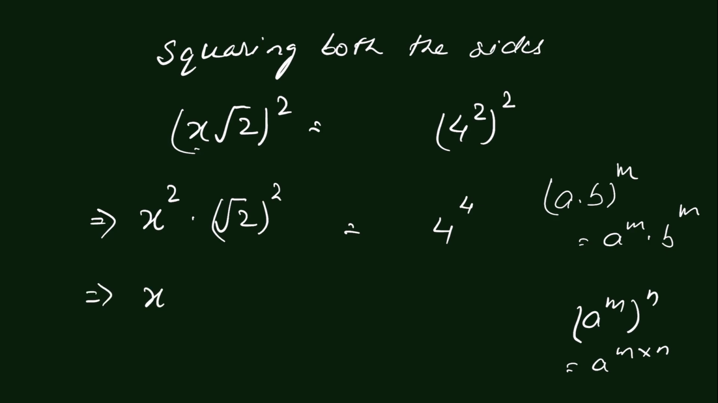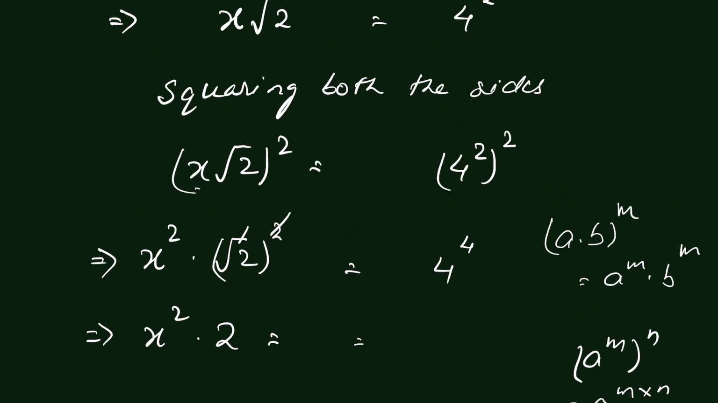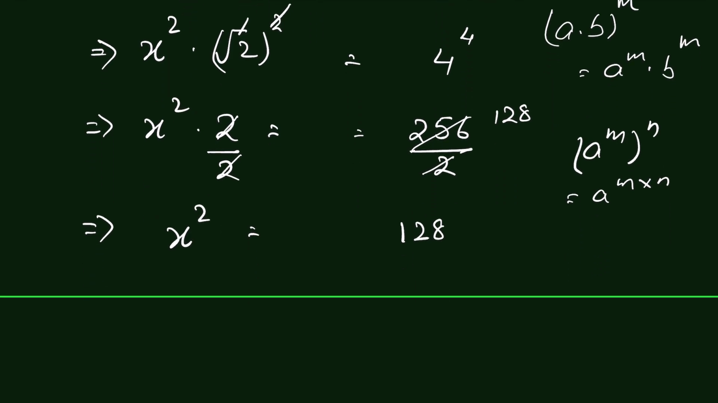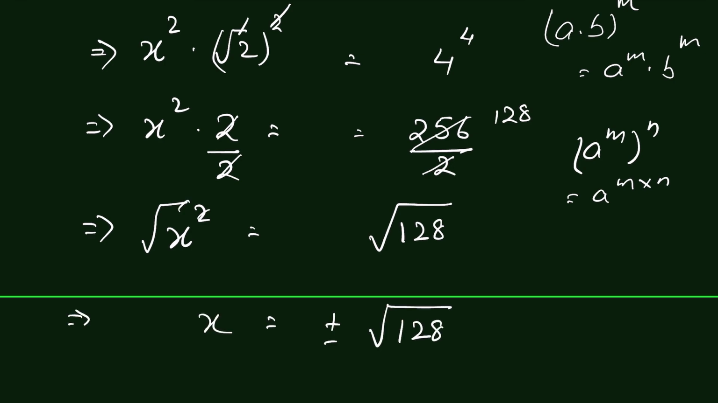Now it is x square, remove the square root with the square, times 2 is equal to 4 square is 256. We divide both the sides by 2. 2 and 2 gets cancelled. 2 times 128 is 256. Therefore, x square is equal to 128. Now to remove the square from both the sides, we square root. So it is x is equal to plus minus 128 under square root.